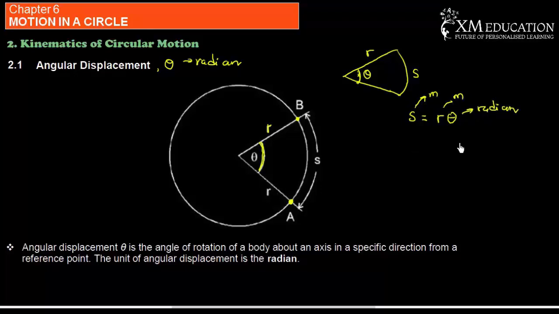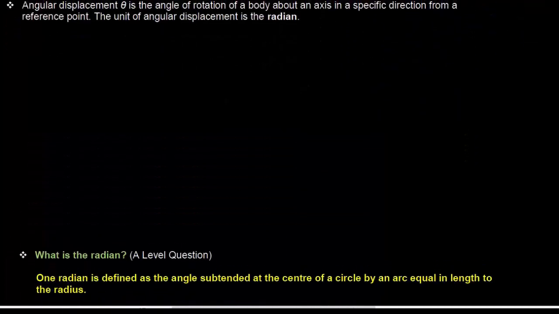If I ask you, what is 1 radian? 1 radian times 1 meter equals 1 meter, right? So what is the definition for radian? 1 radian, or simply theta, is the ratio of S and R. So we want to define what is 1 radian. 1 radian is defined as the angle subtended at the center of a circle by an arc equal in length to the radius. So theta is S over R.